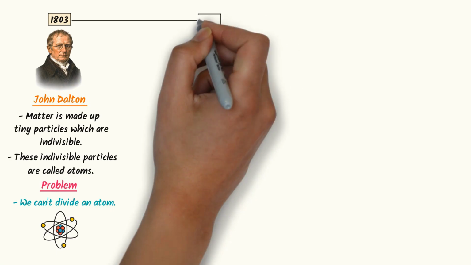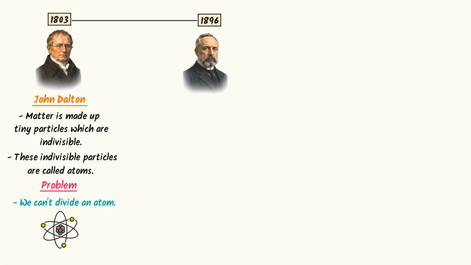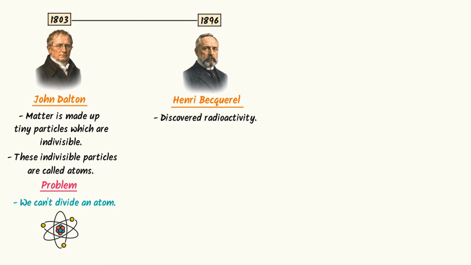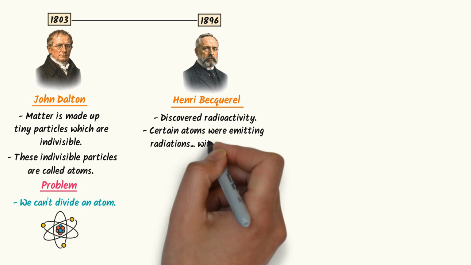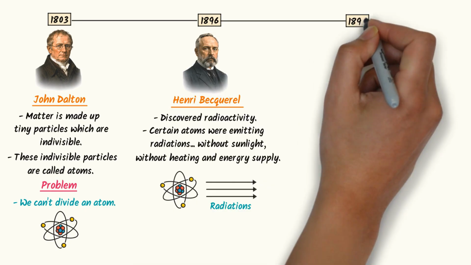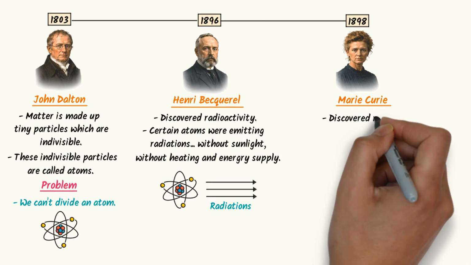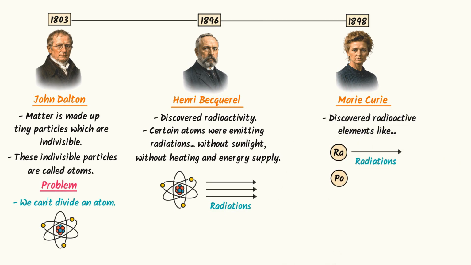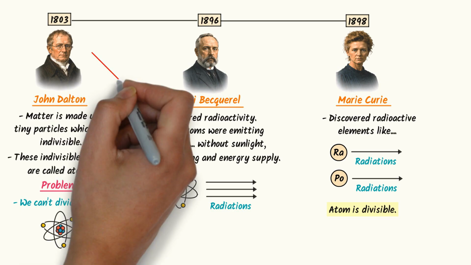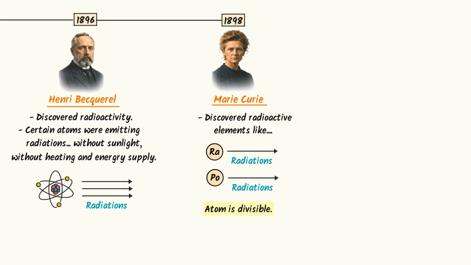In 1896, a famous scientist, Henry Becquerel, discovered radioactivity. He discovered that certain atoms were continuously emitting invisible rays without sunlight, without heating, and without energy supply. Later, Marie Curie discovered radioactive elements like radium and polonium. It proved that atom is divisible. It proved that we can divide an atom. So Dalton's atomic model totally collapsed.